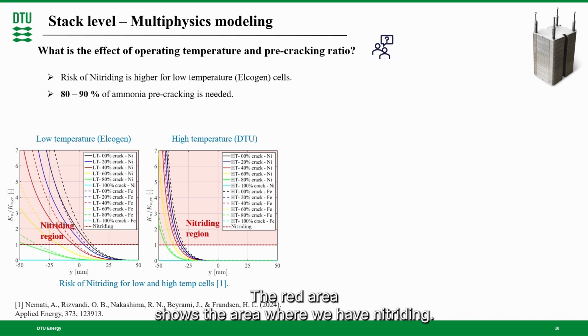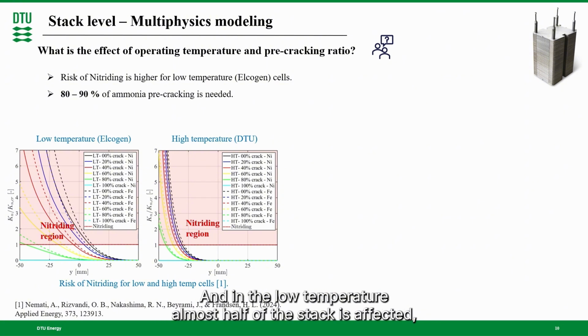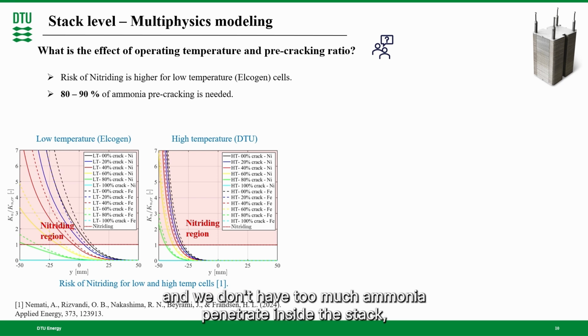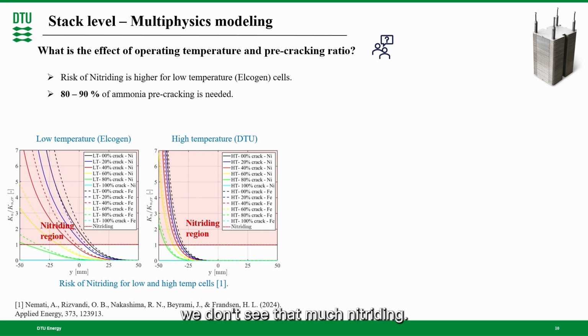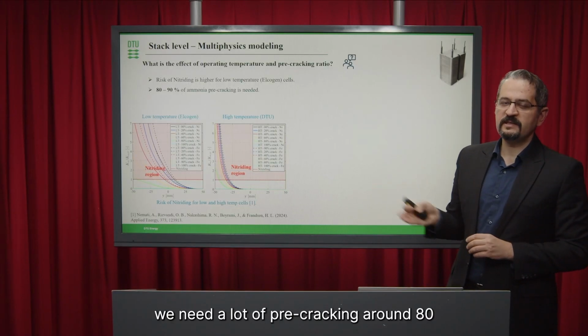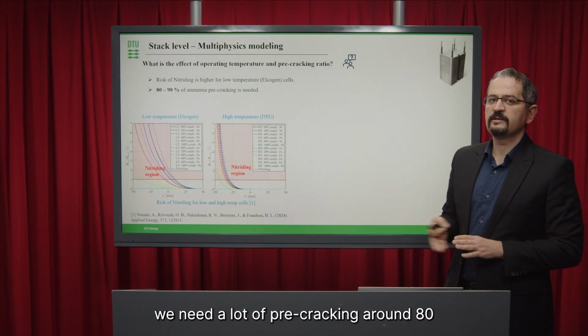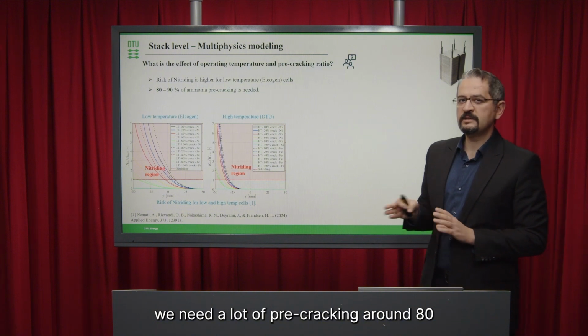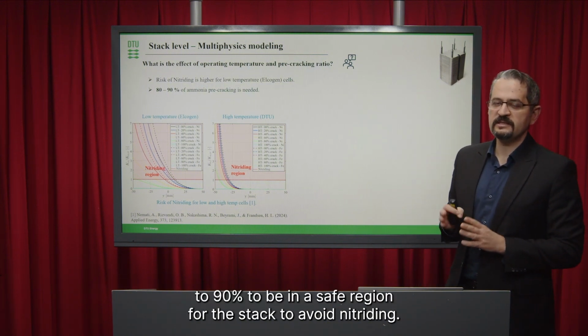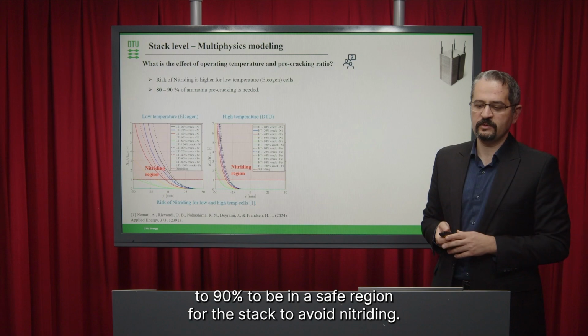The red area shows the area that we have nitriding, and in the low temperature, almost half of the stack is affected. But in the high temperature, because cracking happens fast and we don't have too much ammonia penetrating inside the stack, we don't see that much nitriding. And based on these results, we need a lot of pre-cracking, around 80 to 90%, to be in a safe region for the stack to avoid nitriding.